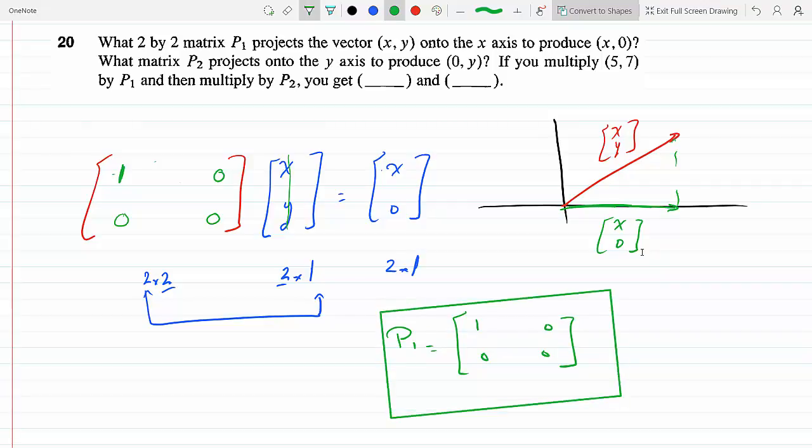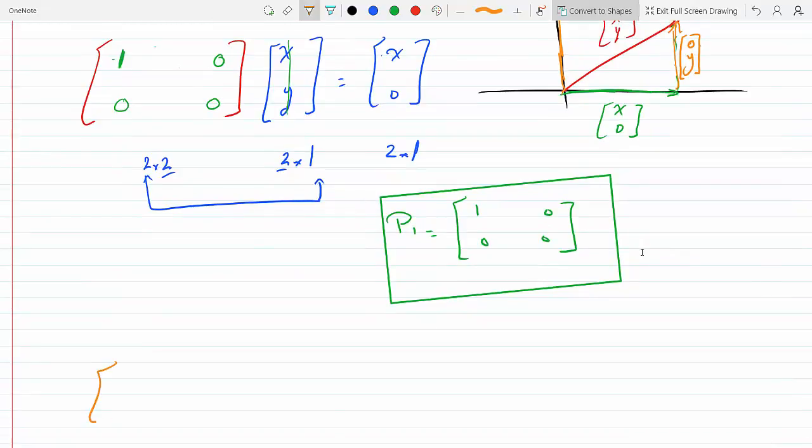Okay, and now the second part of the question: what matrix P2 projects onto the y-axis to produce 0y? So now I'm supposed to get out of this vector the y component, and this would be 0y. Okay, with a very similar analysis like the first one, I'm supposed to get 0y.